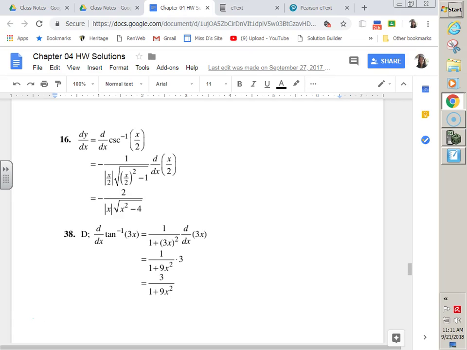Why didn't the absolute value go away that time? Yeah, that could be positive or negative. I have to leave it.